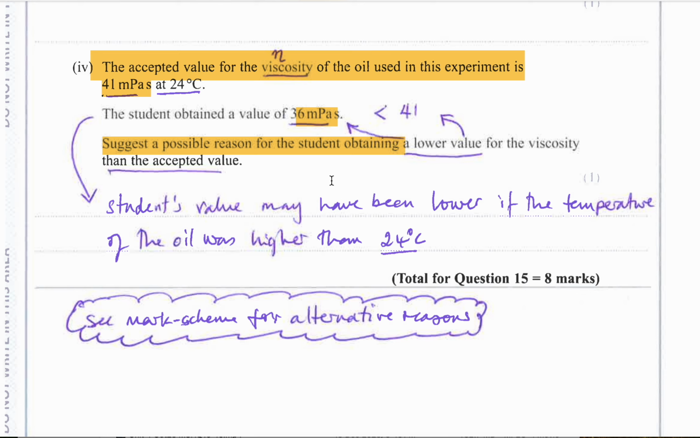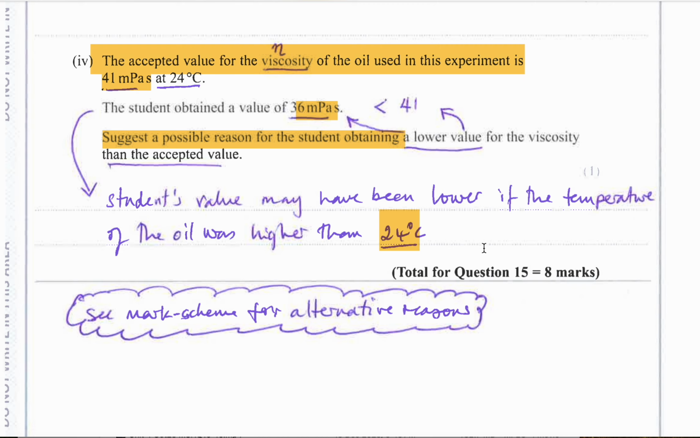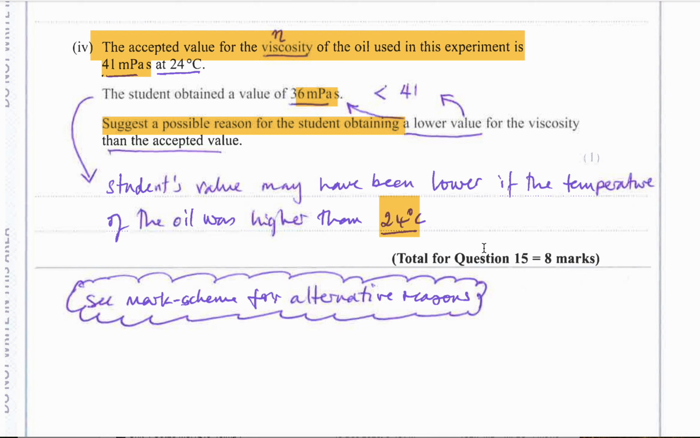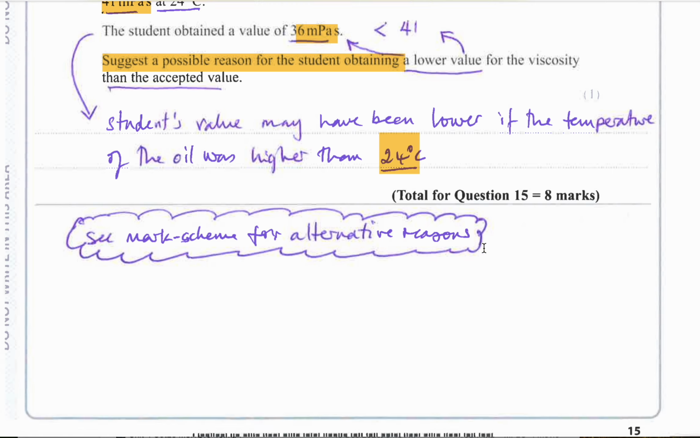They just want you to give a common sense answer. So I've put the student's value may have been lower if the temperature of the oil was higher than 24 degrees centigrade. So you need to think, well, if the temperature increases, the viscosity decreases with increasing temperature. Basically, like honey, if you heat it, it will become more runny, and more runny means less viscous. You can see the mark scheme for alternative reasons. So anything common sense, the examiner will look at your answer and see whether you deserve a mark or not. So again, you can look up the mark schemes to get a finer understanding of this question.